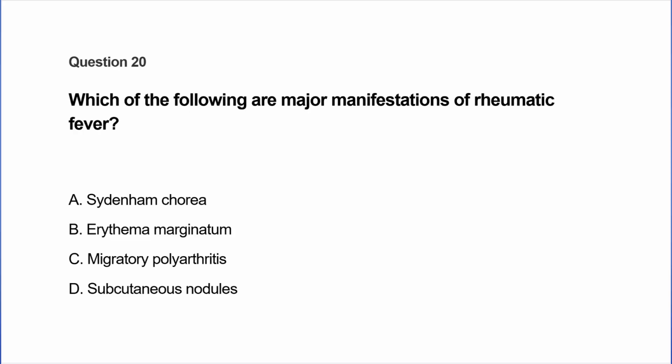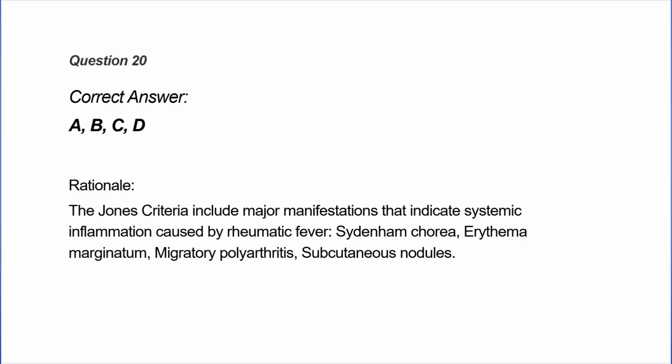Question 20. Which of the following are major manifestations of rheumatic fever? A. Sydenham chorea. B. Erythema marginatum. C. Migratory polyarthritis. D. Subcutaneous nodules. Answer: A, B, C, D. Rationale: the Jones criteria include major manifestations that indicate systemic inflammation caused by rheumatic fever.